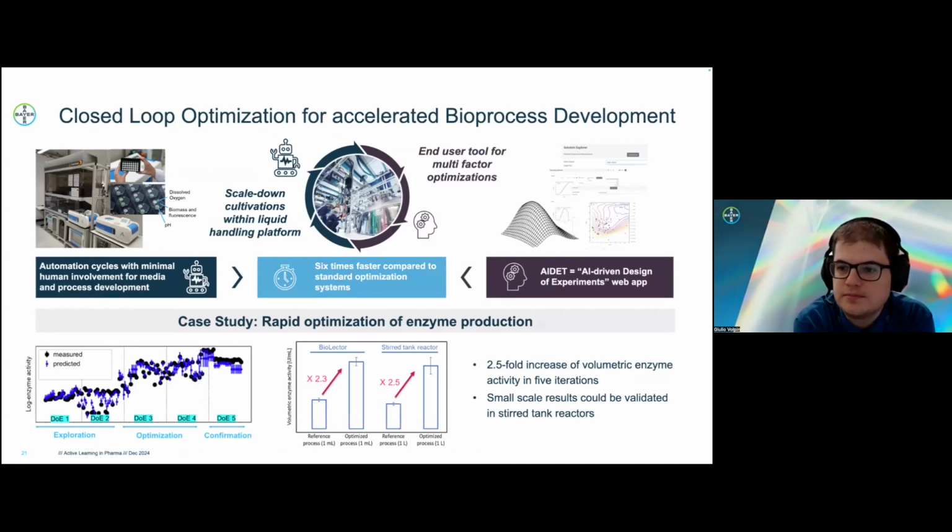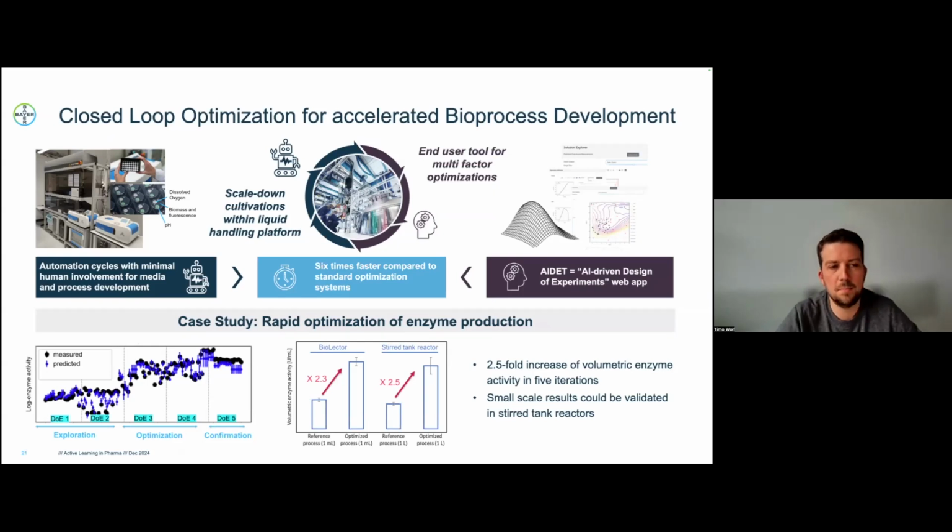Yeah, thank you. So I will talk about this example of closed loop optimization for accelerated bioprocess development. Here on the left, you can see our scale-down cultivation systems where we can do up to 48 parallel microbial process optimizations for various biotech applications. And we can really do automation cycles here with minimal human involvement for media and process development because we have these so-called Biolector systems, for the people who know these, implemented in a liquid handling platform, so we can interact with our reaction systems through liquid handling.